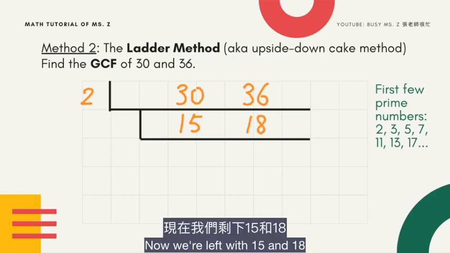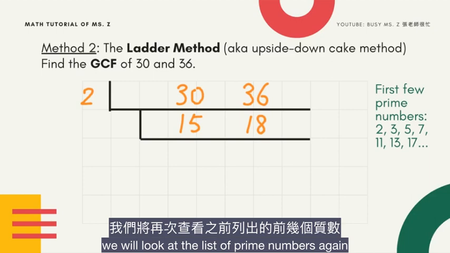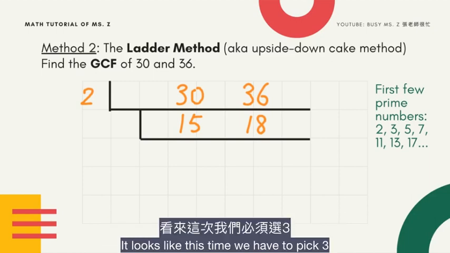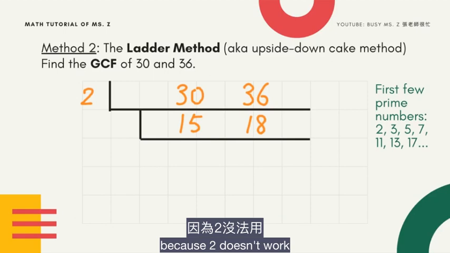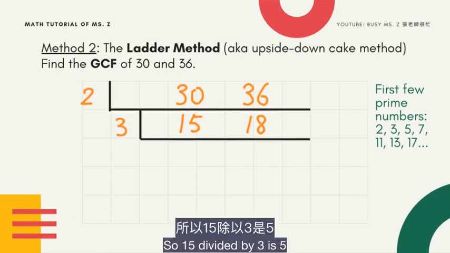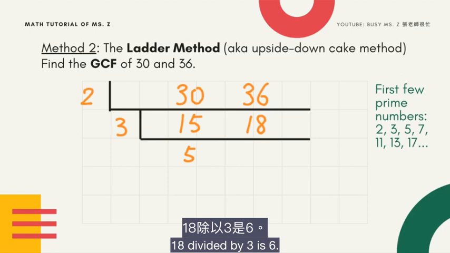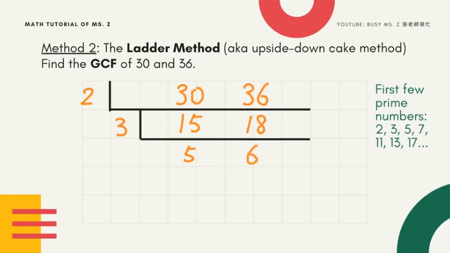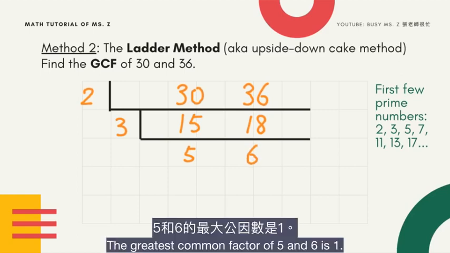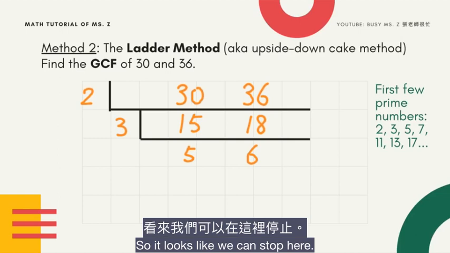Now we're left with 15 and 18. We will look at the list of prime numbers again. And it looks like this time we have to pick 3 because 2 doesn't work. So 15 divided by 3 is 5. 18 divided by 3 is 6. Now the greatest common factor of 5 and 6 is 1, so it looks like we can stop here.